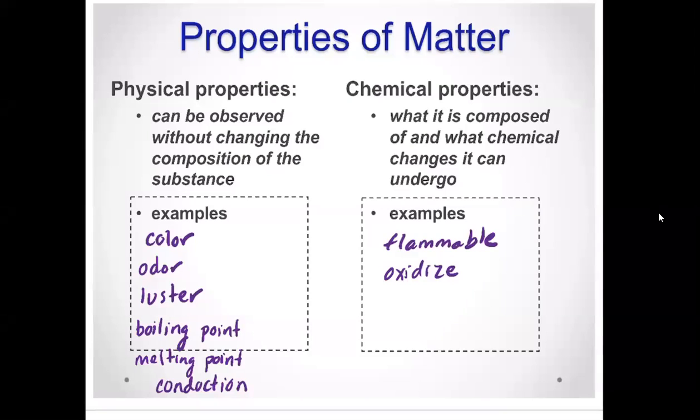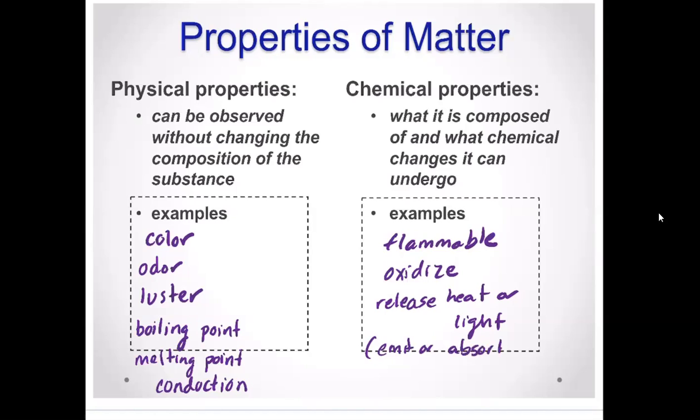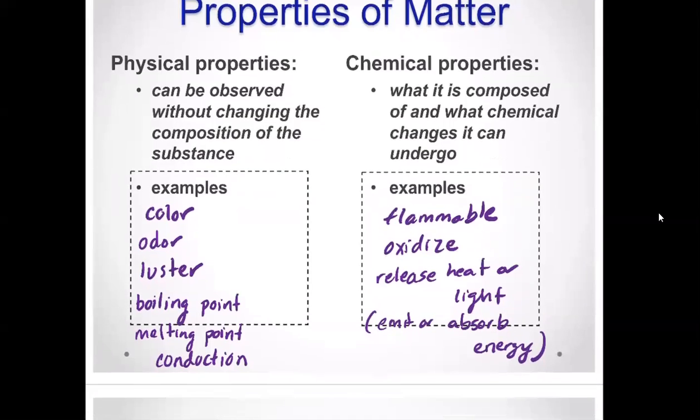Other things that might happen is releasing heat. Will it release heat or light? Some reactions produce light. It could also absorb. So I guess we could say it could emit or absorb energy. Okay, so those are some examples of chemical properties. What type of chemical reactions a substance is likely to undergo.